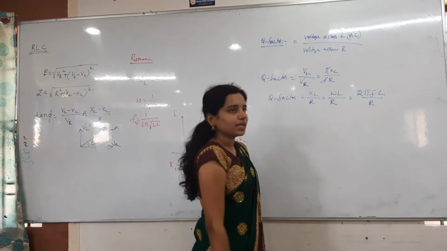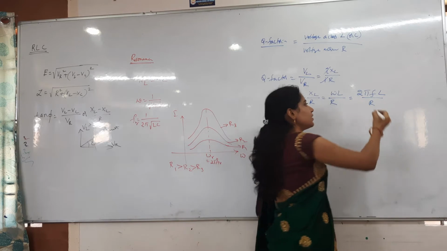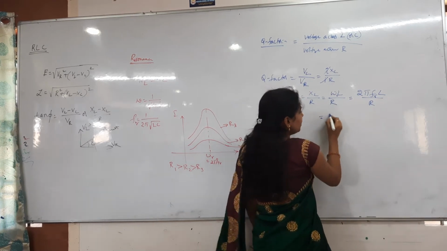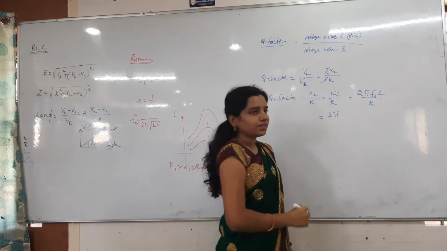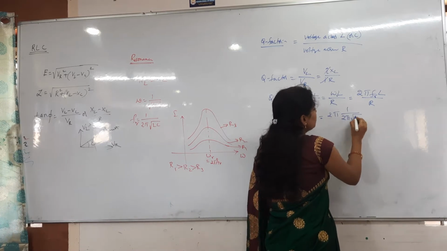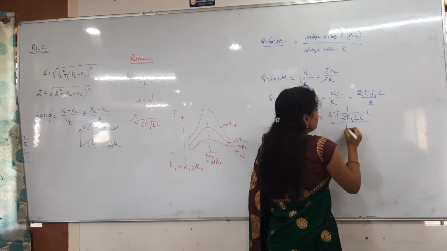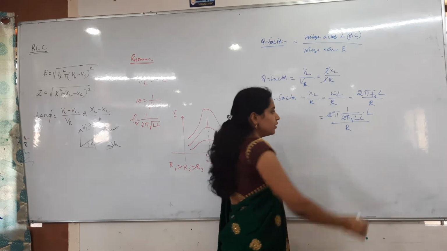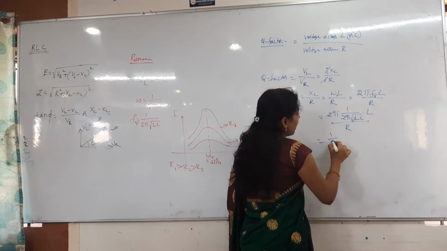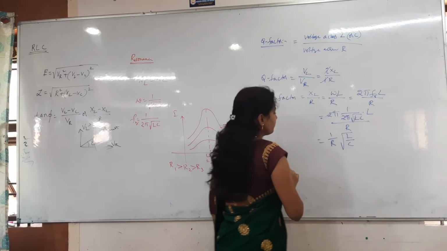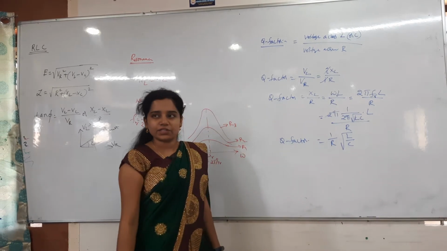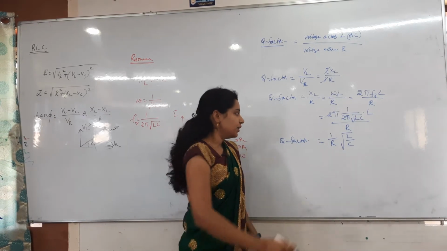At which frequency do we get the Q factor? We get it at the resonance frequency. Then 2 pi into FR, where the resonance frequency formula is 1 by 2 pi root LC, into L divided by R. 2 pi gets cancelled here, and root L also gets cancelled with that. What remains is only 1 by R into root L by C. This is the quality factor: Q factor is equal to 1 by R into root L by C.